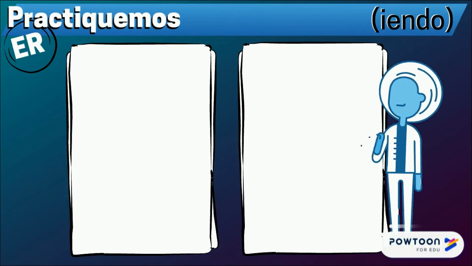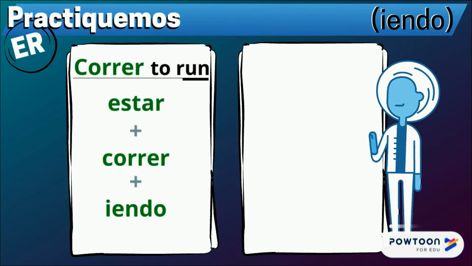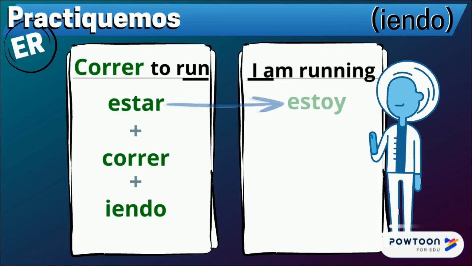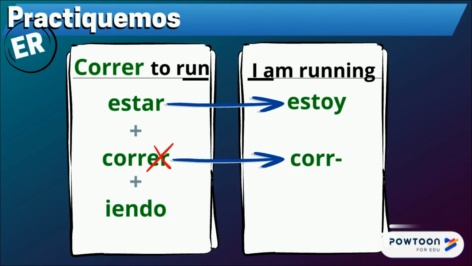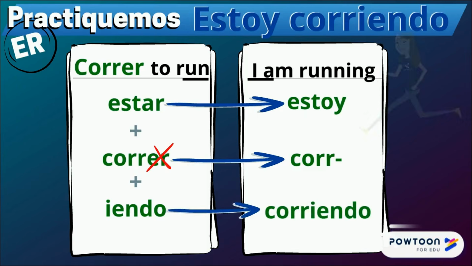Let's use another ER verb, correr, to run. And we'll change the pronoun to say that I am running. First, we conjugate estar into estoy to match the yo pronoun. Then we drop off the ER ending from correr. And finally, we add the yendo ending. This gives us estoy corriendo. I am running right now.